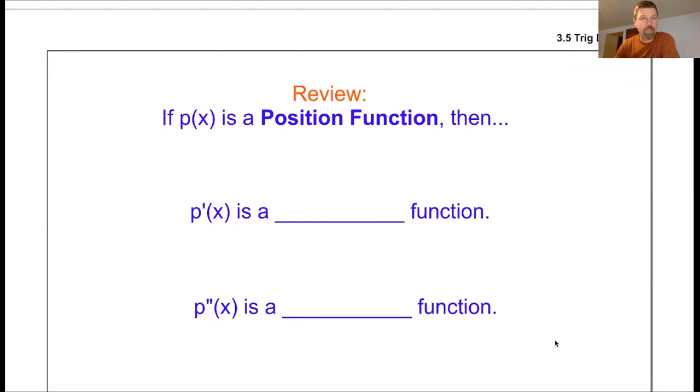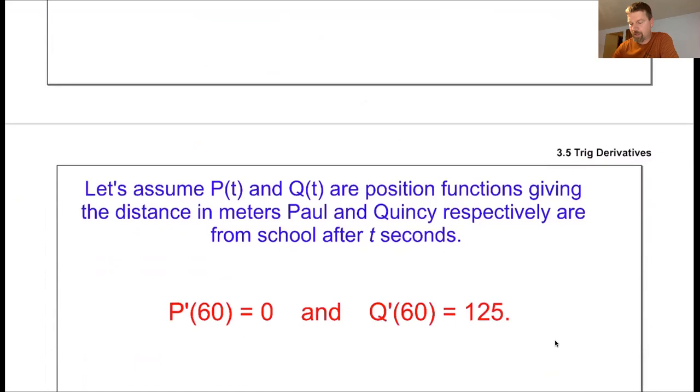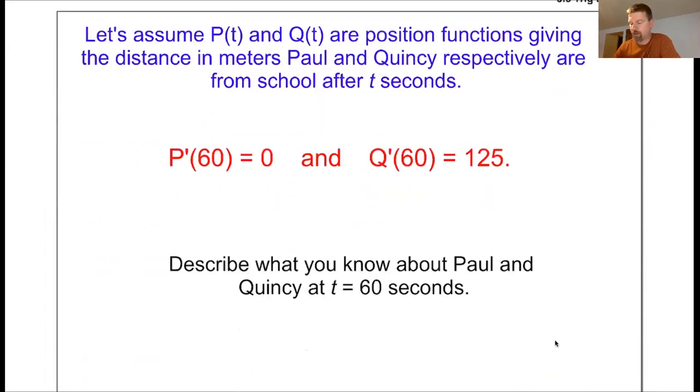All right, if p of x is a position function, then p prime is the derivative, which would be a velocity function. And p double prime would be the derivative of velocity, which is an acceleration function.